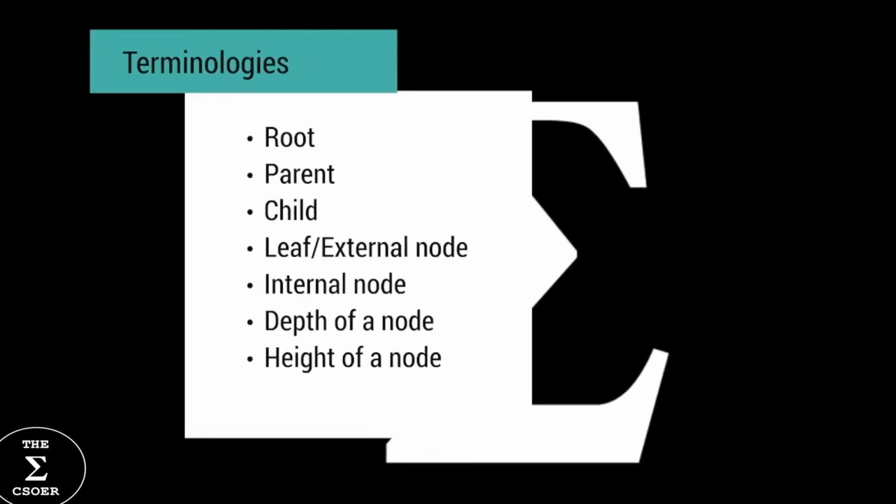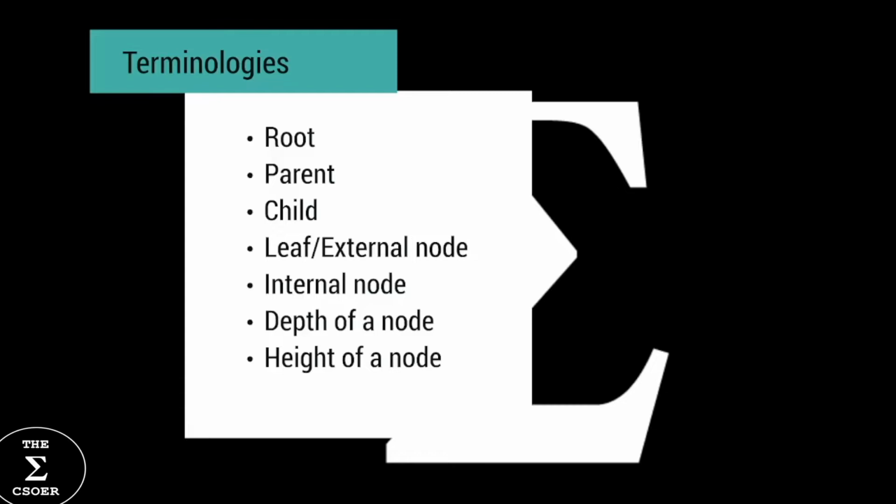First, we have the root, which is the topmost node in a tree. Parent: every node, excluding a root, in a tree is connected by a directed edge from exactly one other node. A child: a node directly connected to another node when moving away from the root. Leaf or external node: a node with no other children. An internal node: a node with at least one child.